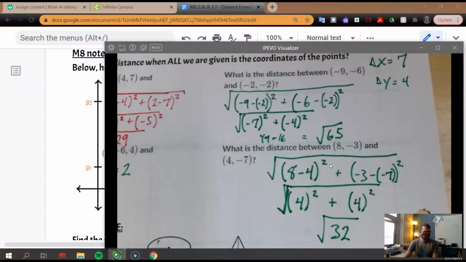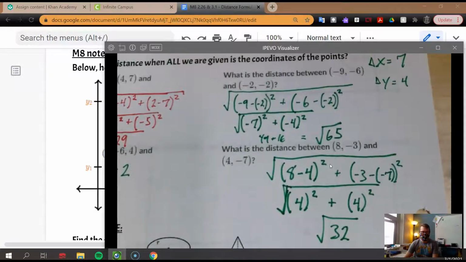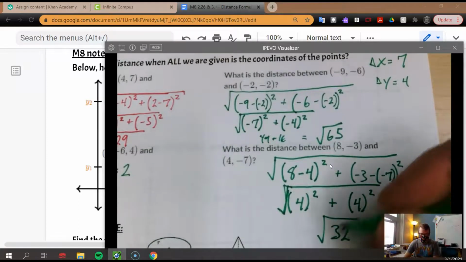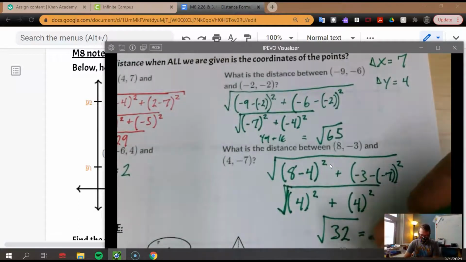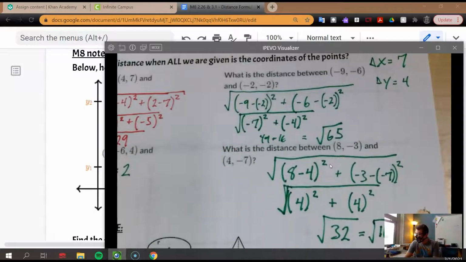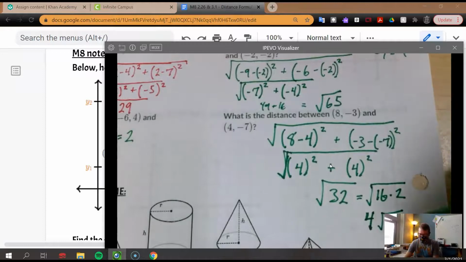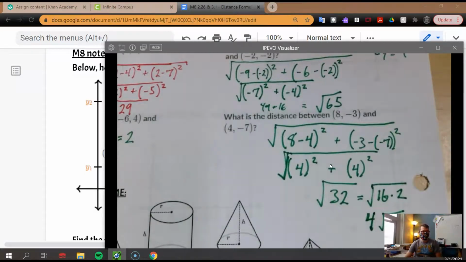So then, let's, for fun, push this into simplified radical form. So we can factor this into square root of 16 times 2. Yep. So then it is 4 radical 2, if you wanted to put it into simplified radical form.